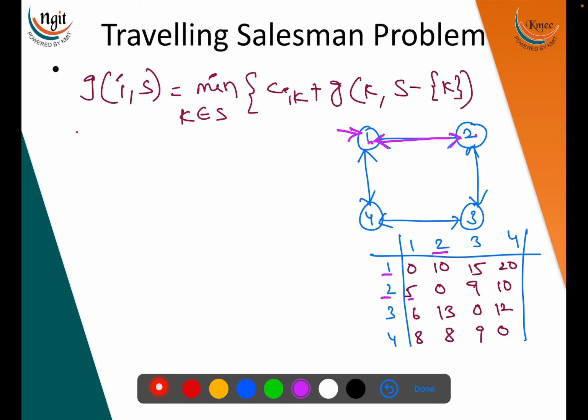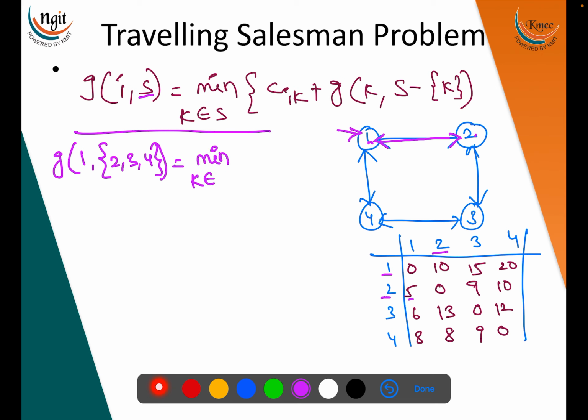Now go ahead. This is the formula to calculate the cost. Now what is g(i, S)? Here i is the starting vertex from where we are starting, and S is the set of vertices that are left. So g(1, {2, 3, 4}) is equal to, you have to find the minimum cost, right? The minimum among all the other remaining vertices, so k belongs to S. S is what? {2, 3, 4}.